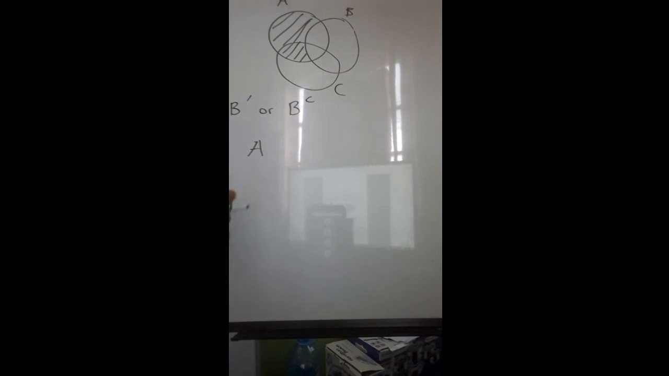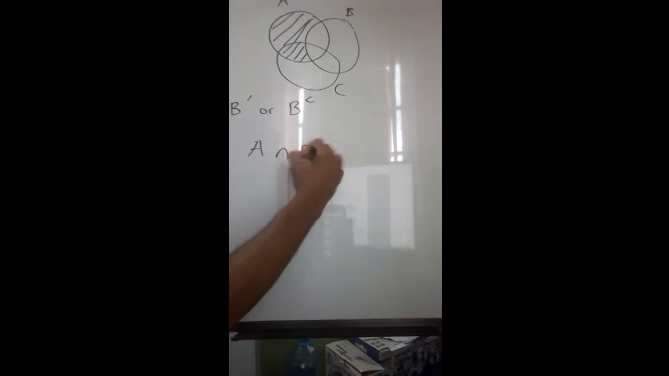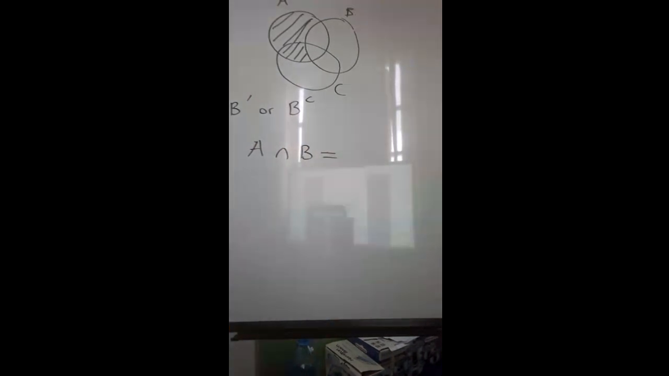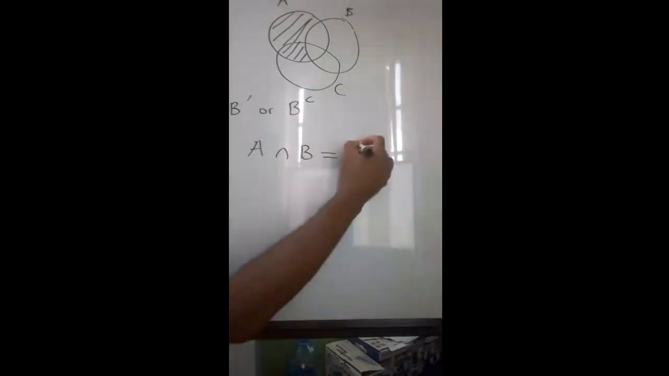But anyway, we say sets A and B are disjoint if A intersect B is nothing, or empty. The null set. Yeah.